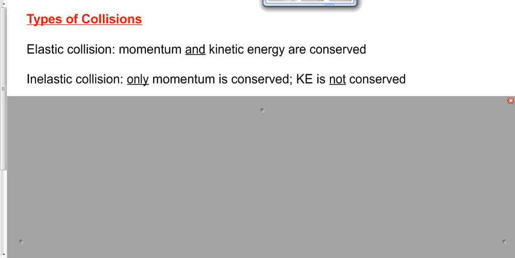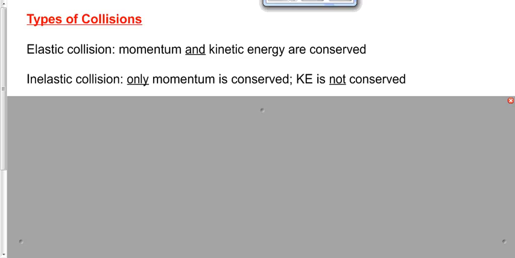First of all, if two objects collide together, and we're talking about collisions here, not explosions, just collisions, and they stick together, like a lot of the situations that we've had, then it must be inelastic. Kinetic energy will be lost every single time if the two objects stick together. So you don't have to do a calculation to show that it's inelastic. You know that it will be inelastic.